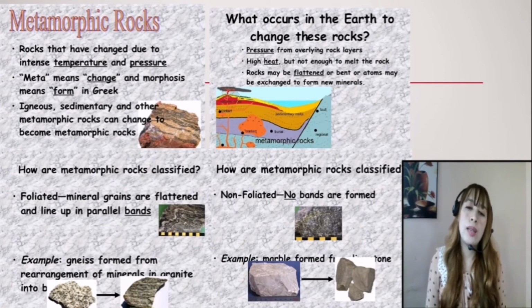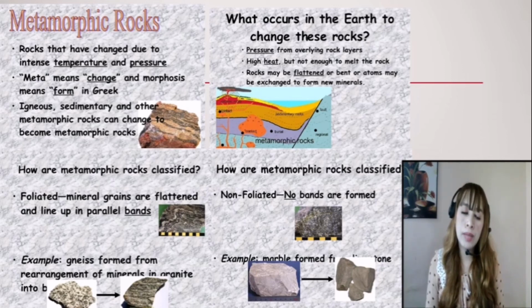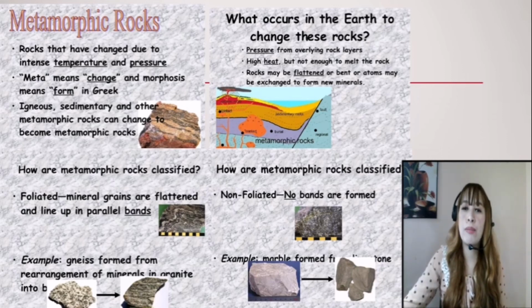Some metamorphic rocks are classified as foliated. Mineral grains are flattened and lined up in parallel bands. An example is gneiss, formed from the arrangement of minerals. Another is non-foliated, where no bands are formed. An example is marble. You don't see lines in there, so it's non-foliated, and that is also a metamorphic rock.